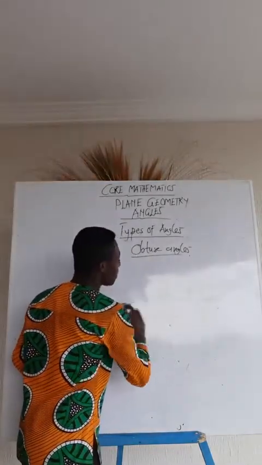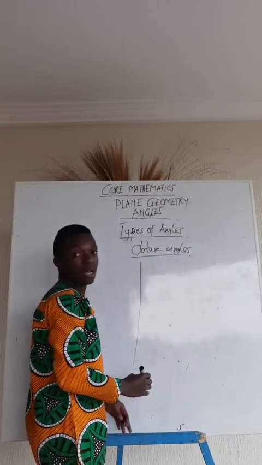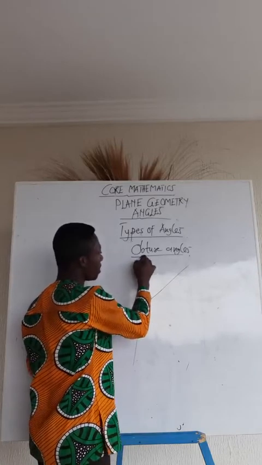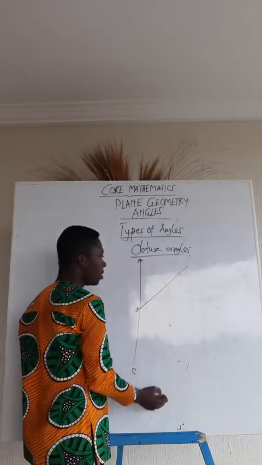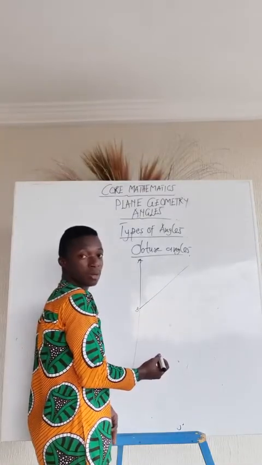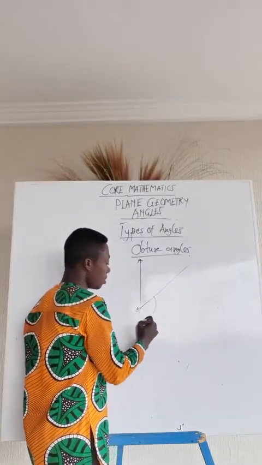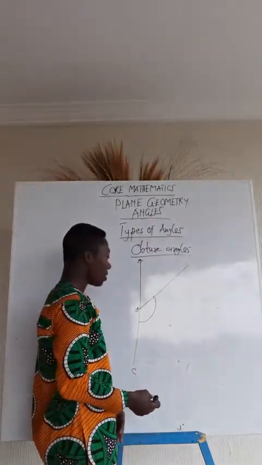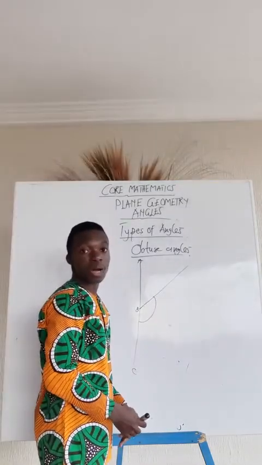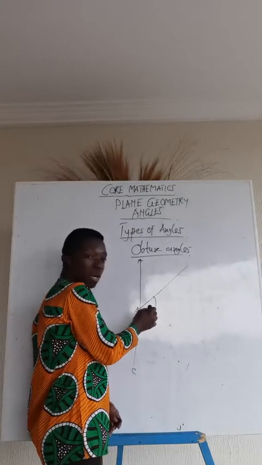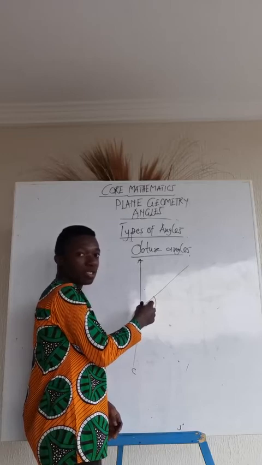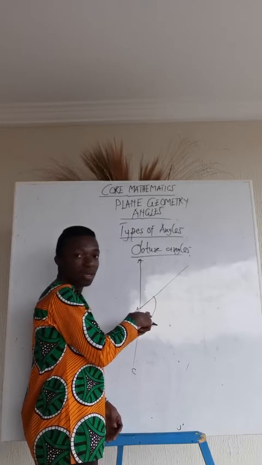I have this line, let's say this time around, in vertical form. Then I have this line, let's say A, B, C. The obtuse angle we are talking about here is this. Why? Because later on we are dealing with angles on a straight line. Angles on a straight line sum up to 180. I realize that this angle is greater than this, and in so doing, it is greater than 90 degrees but less than 180 degrees.